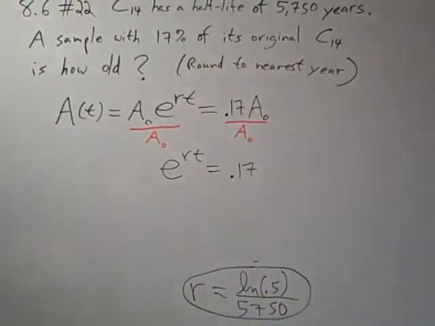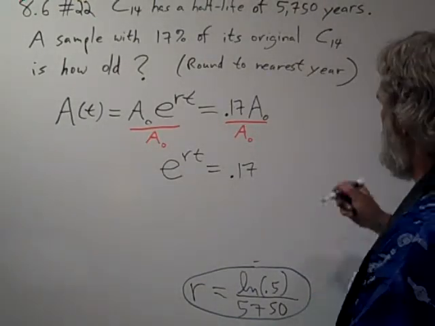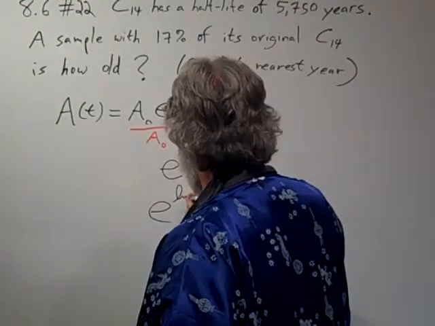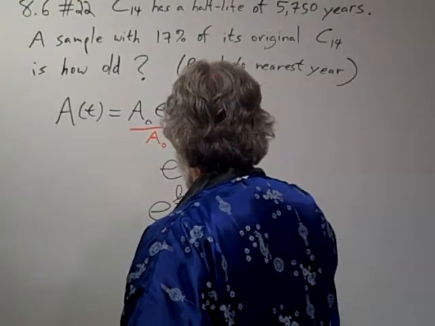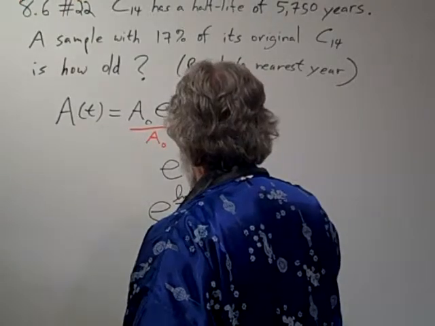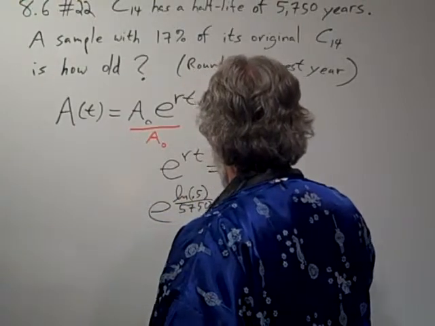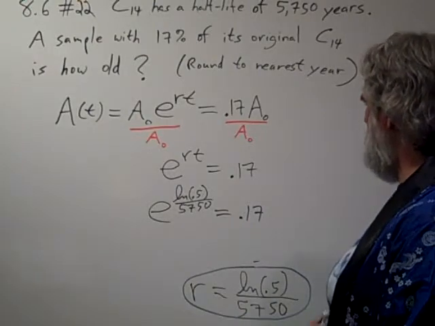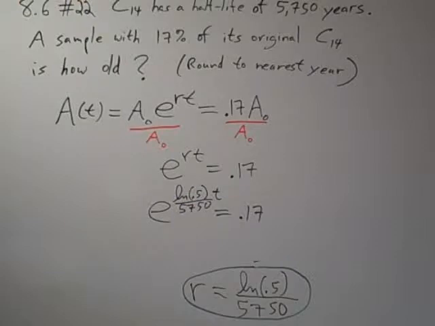And we know what r is, so in fact this is e to the natural log of 0.5 divided by 5,750 is equal to 0.17. That's r times t. There's the times t.